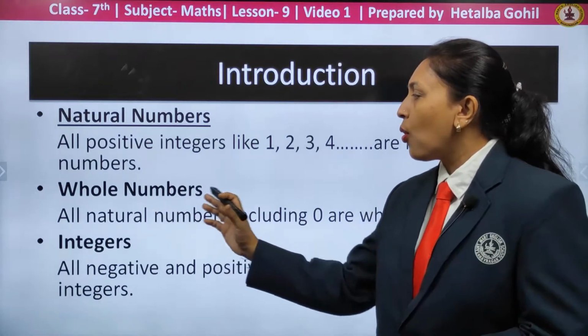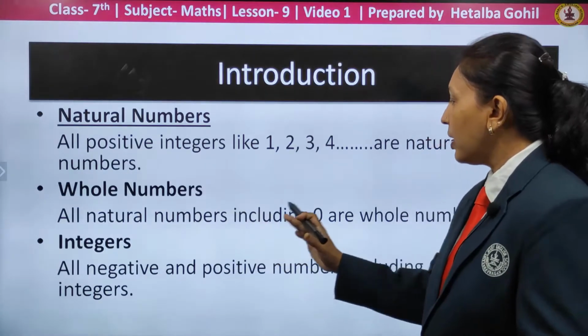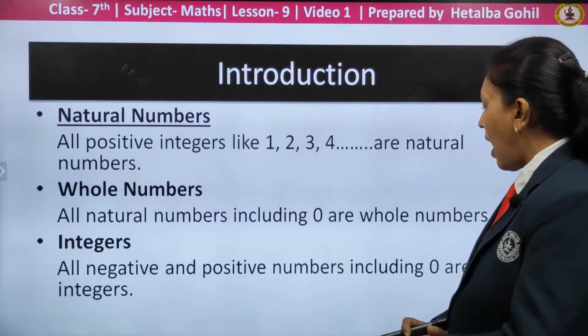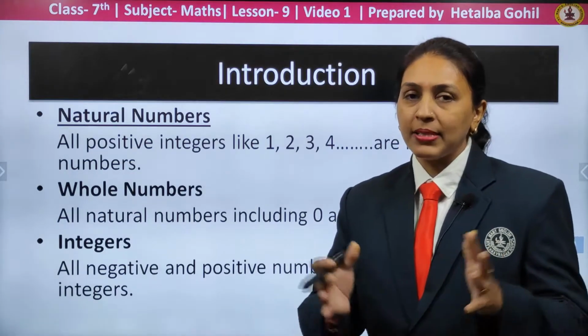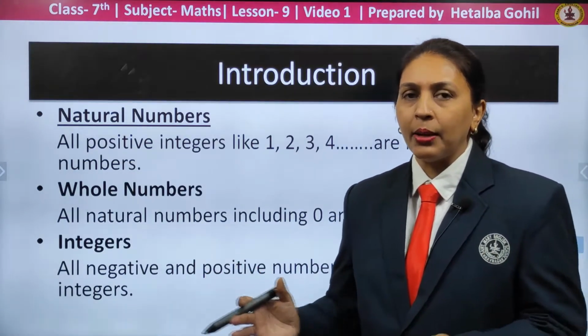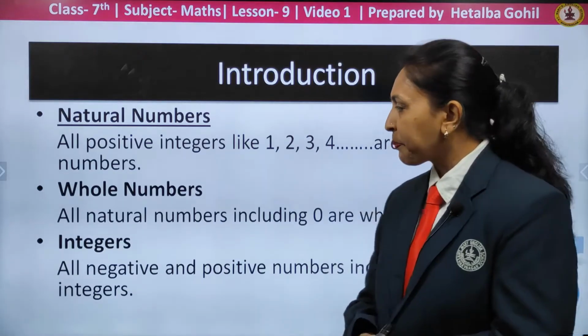Next we had learned whole numbers. All the natural numbers including 0 are whole numbers. Okay, so the set becomes larger as we move ahead in the number system. Third, we have integers. All the negative and the positive numbers including 0 are called integers.